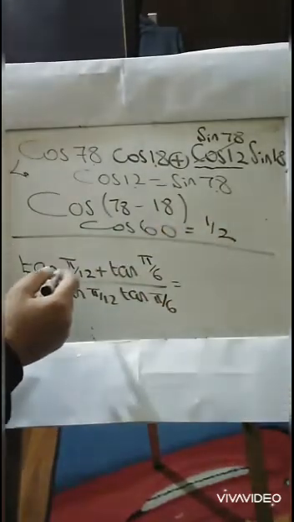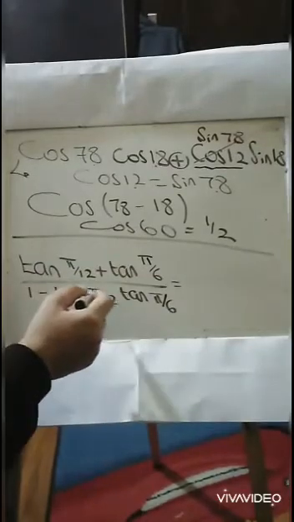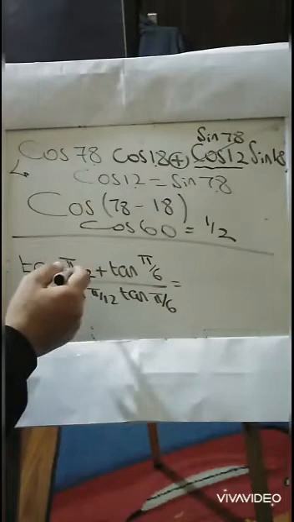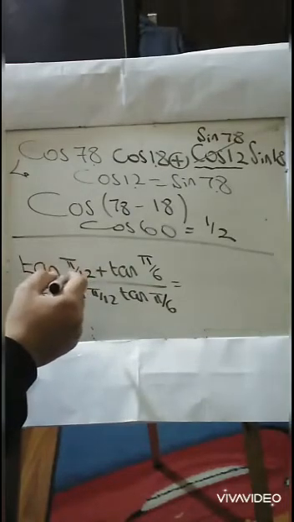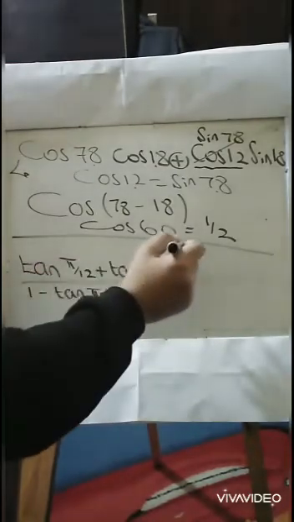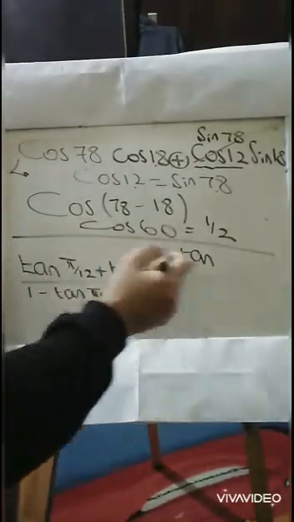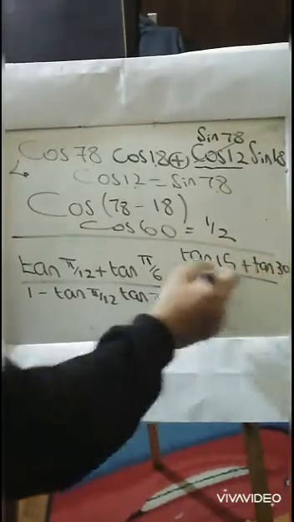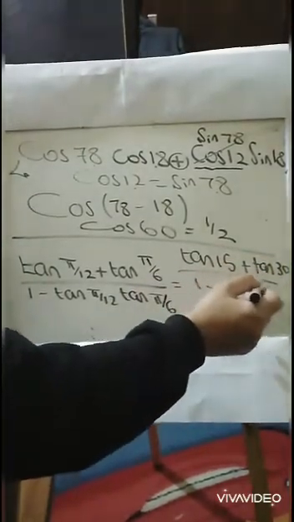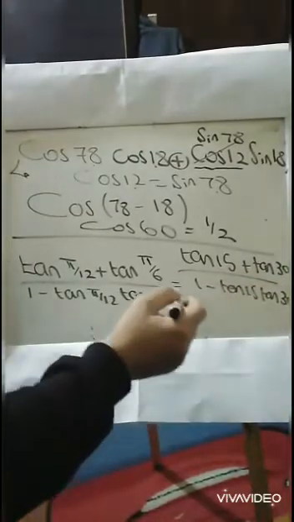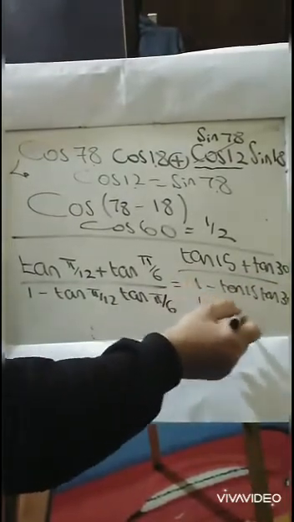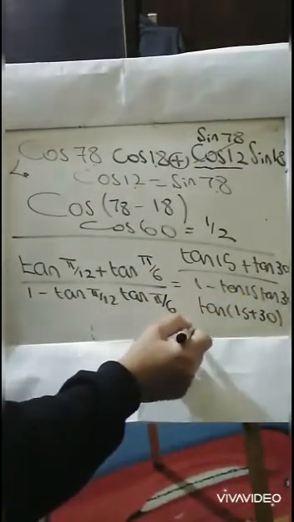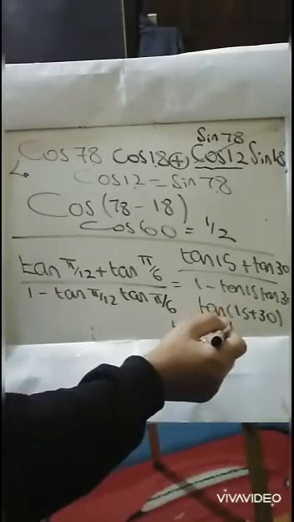Another question. Tan pi over 12 plus tan pi over 6 over 1 minus tan pi over 12 tan pi over 6. It's the tan rule. You can change pi to 180 or you can solve it as it is. If I want to change it, pi means 180, so it will be tan 180 over 12, which is 15, plus tan 180 over 6, which is 30, over 1 minus tan 15 tan 30. It's the tan rule. So I will write instead of it tan of 15 plus 30, which means tan 45, which is equal to 1.